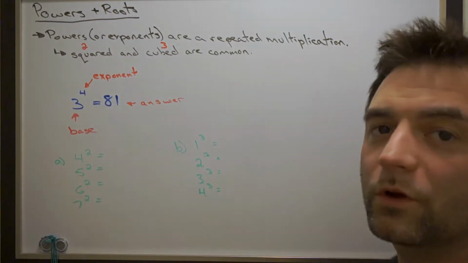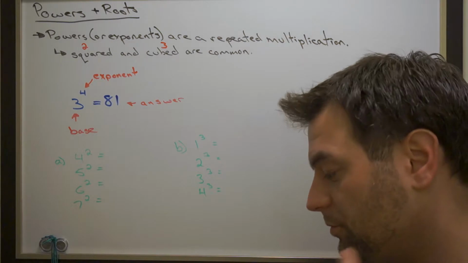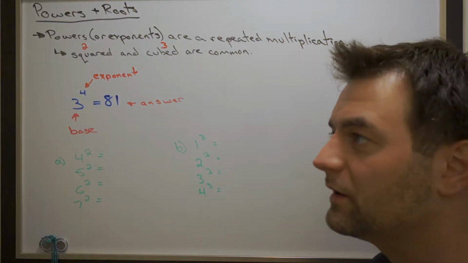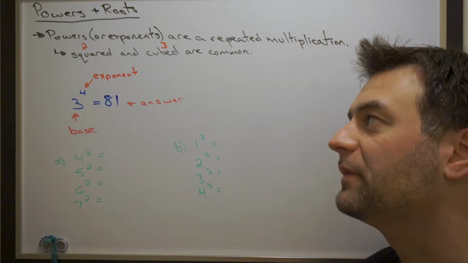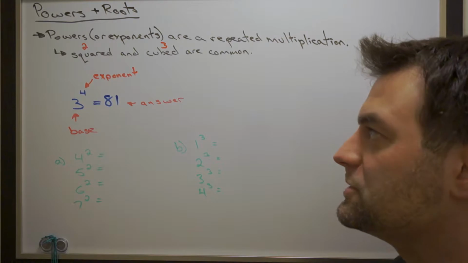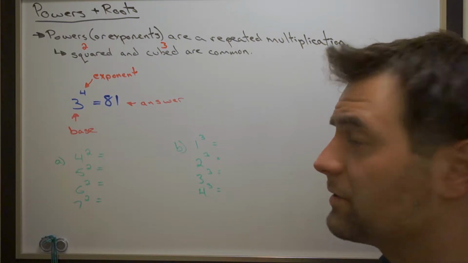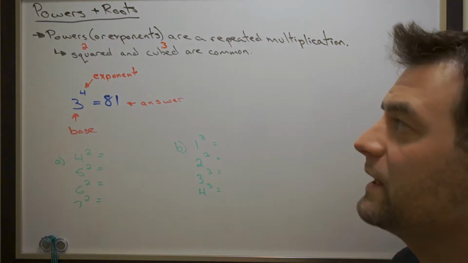In this segment, we're going to look at powers and roots. So powers and roots are really commonly used things in our math course and in math itself. They're just an abbreviated multiplication and the opposite of that abbreviated multiplication. So starting with powers or exponents, this is a repeated multiplication.